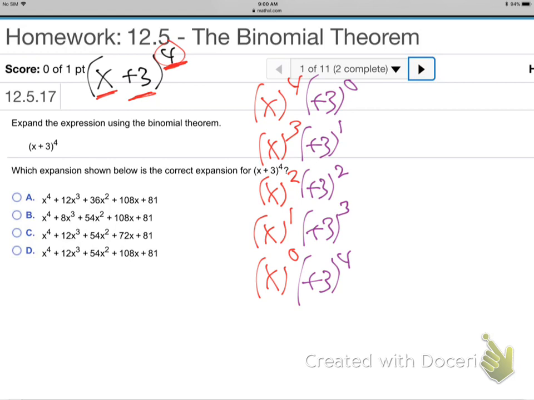Or you could start the second one at the top with 0 and add up, if that's easier. Whichever way you want to see the pattern. Notice another way to see the pattern is that the two powers side by side always add up to the total power. 1 and 3 make 4, 2 and 2 make 4, 0 and 4 make 4. See how the powers side by side always end up making the total? That pattern will always be there in the binomial theorem.